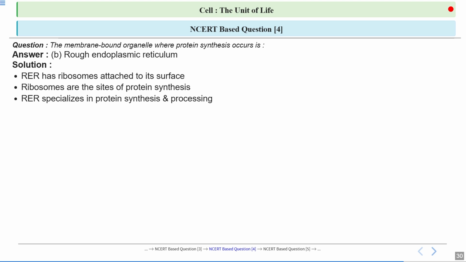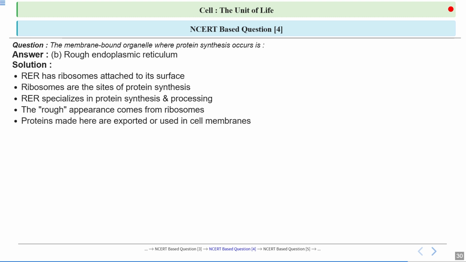The rough ER specializes in protein synthesis and processing. The rough appearance is due to the presence of ribosomes. Now, proteins which are made here are exported or used in the cell membranes.